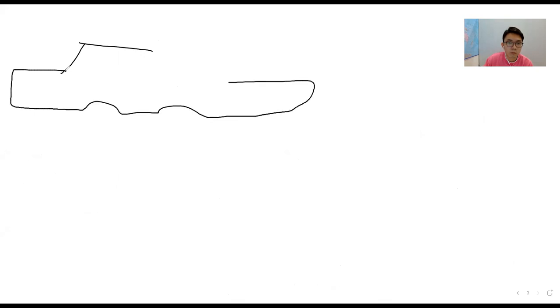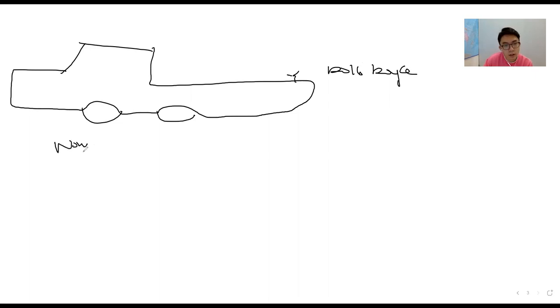Okay, so let's say now you buy a new car. I like to use car as an example. Okay. So let's say you buy a new car. So let's say this is a, what is this? This is a Rolls Royce. Okay, Rolls Royce. How do you spell it? Something like that.